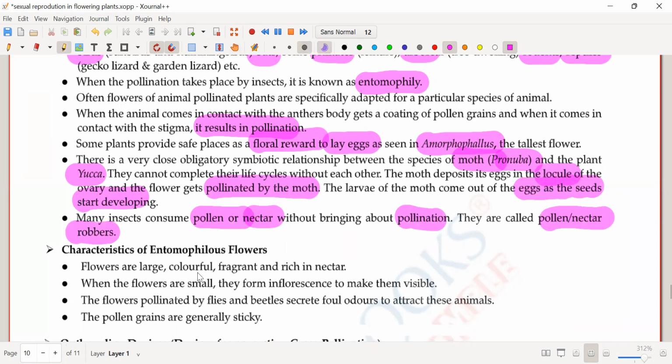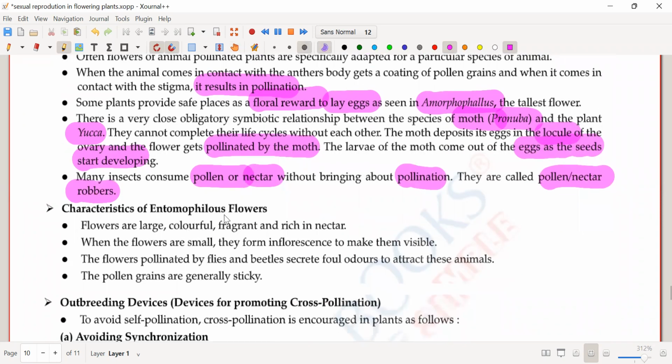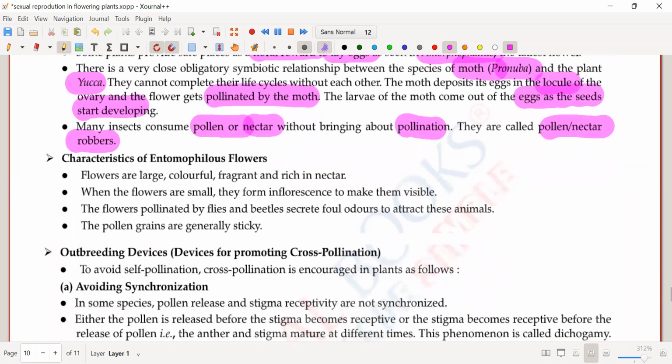The characteristics of entomophilous flowers. The flowers are large, colorful, fragrant, and rich in nectar. When the flowers are small, they form inflorescence to make them visible. Example, sunflowers. In the sunflower, each and every small yellow petal-like thing is actually a flower, right? The flowers pollinated by flies and beetles secrete foul odor to attract these animals. The pollen grains are generally sticky.